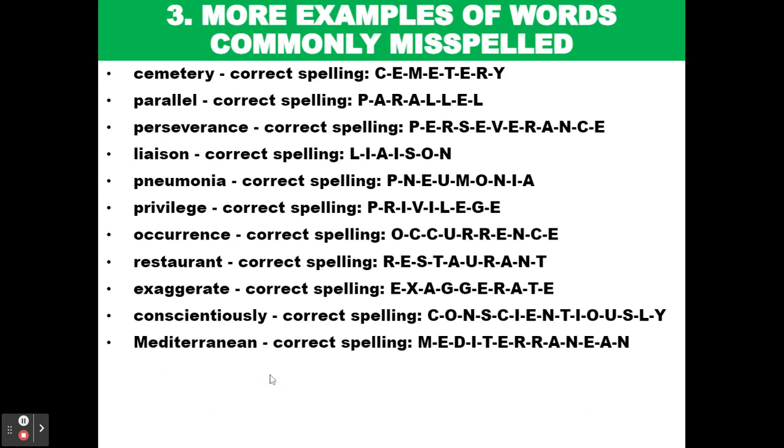Then we have the word Mediterranean. When you talk of the Mediterranean Sea, now most people misspell the word Mediterranean when they omit the R. Take note of the fact that you have double R in Mediterranean, and so it is spelled M-E-D-I-T-E-R-R-A-N-E-A-N, Mediterranean. Now, this brings us to the end of today's lesson.